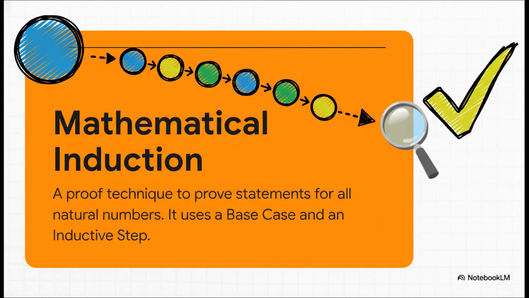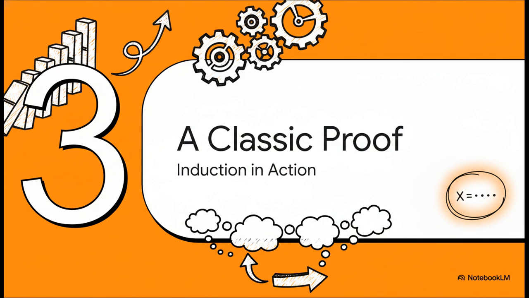It's just a proof technique for showing something is true for all natural numbers, 1, 2, 3, and so on, forever. You prove a starting point, the base case. You prove the chain reaction, the inductive step. And once you've got both of those, you're done. The proof is solid.